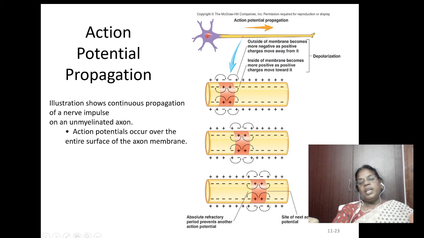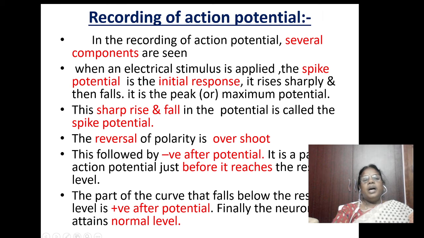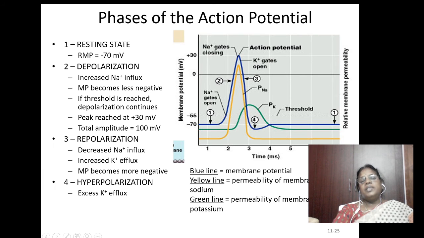Here is the resting potential, here is the depolarized part, here is the repolarized part. Then, the recording of action potential. This is done by a tonometer. In the recording of action potential, several components are seen. When an electrical stimulus is applied, the spike potential is the initial potential, and then the other components follow.